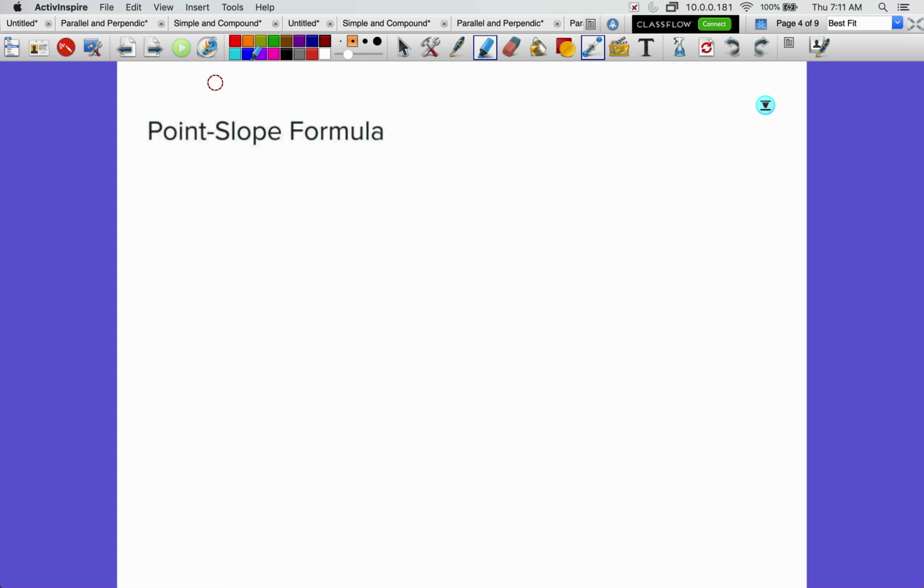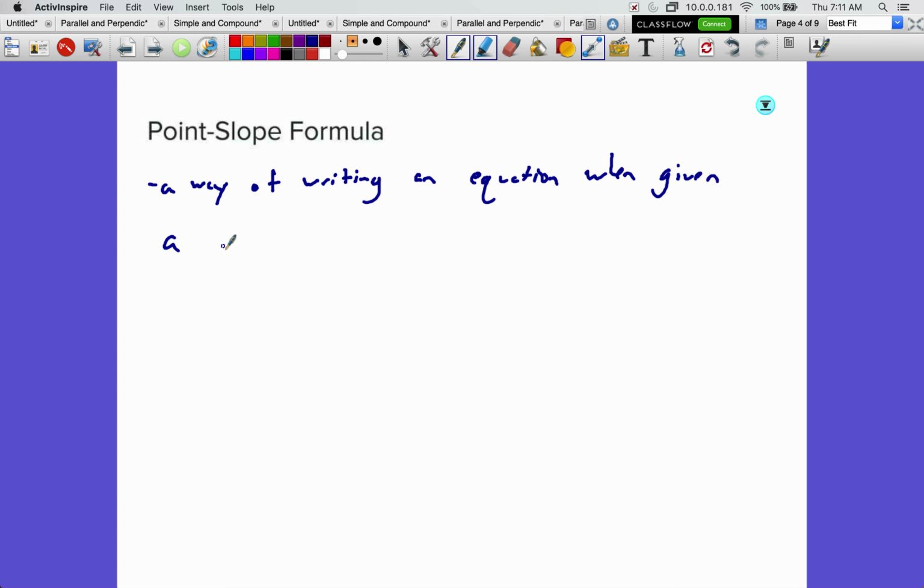So what is point slope formula? So first, let's give a definition of what it does. Point slope formula is a way of writing an equation when given a point on a line and a desired slope.